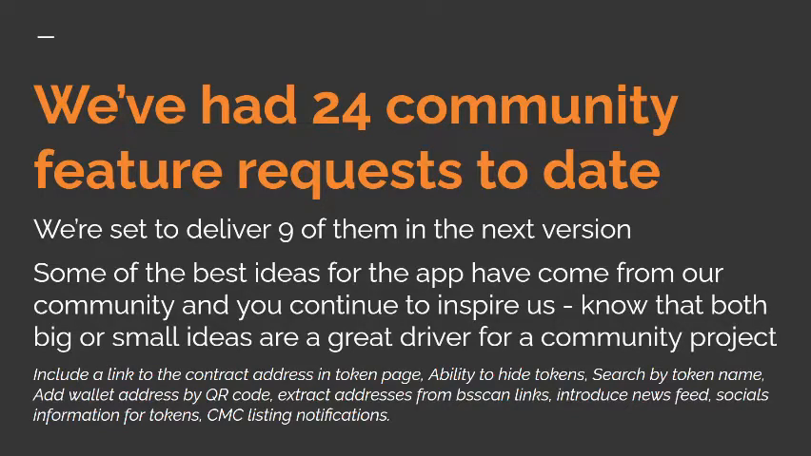And as you see at the bottom there, these are some of the features that have been suggested to us by the community. As you can see, including a link to the contract address and the token page, the ability to hide tokens. That's one that is often requested. Search by token name, add your wallet address by the QR code, extract addresses from the BscScan links, a news feed, social information for tokens, and CMC listing notifications. So all of these things being requested by the community, and we'll be doing our best to try and implement as many of them as we can.